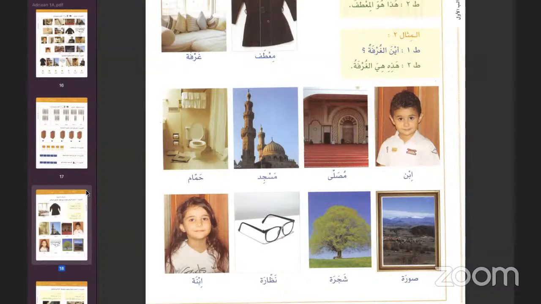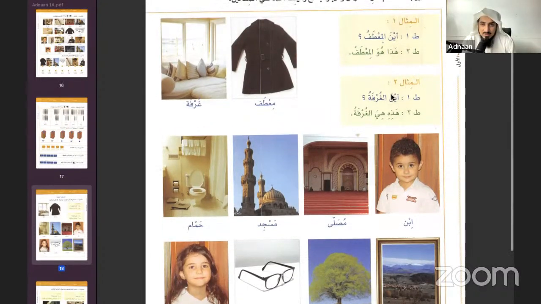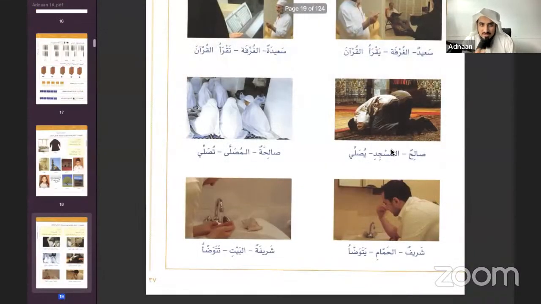هذه هي بنتي. The main thing from this lesson you take away is masculine and feminine. Use هذا هو and هذه هي. Main thing. So you can summarize that whole lesson into that.